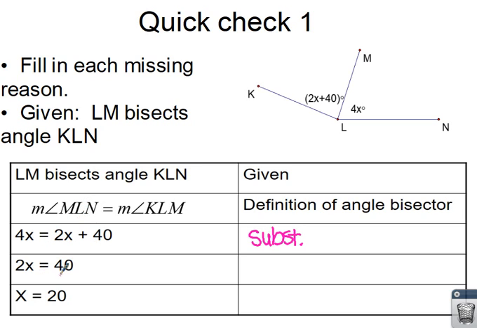Now you have to look at it and figure out what you did to solve it. They got all the x's on one side, so they would have to subtract 2x to do that. This one was by subtraction property. And then to get x completely by itself, they would have to divide. Okay, this is good practice to see what you need to put in as your reasons.